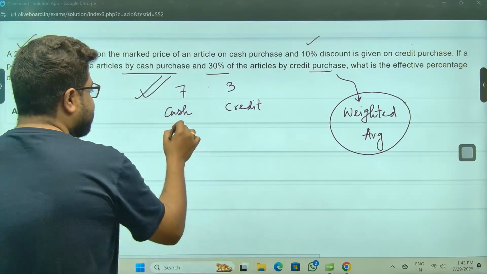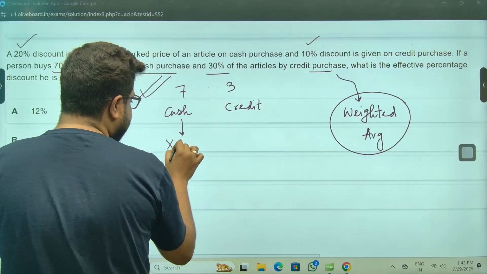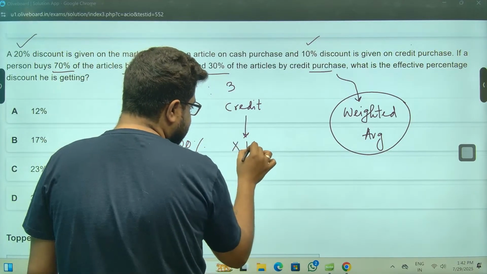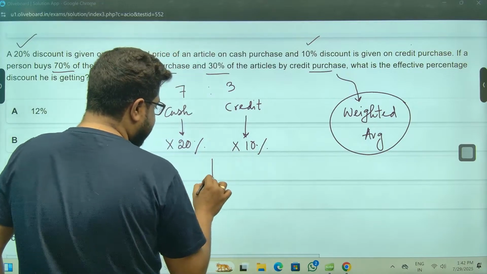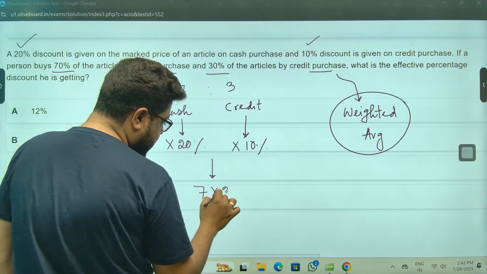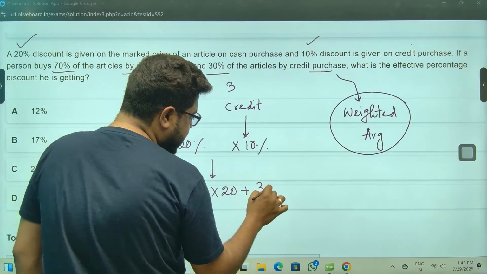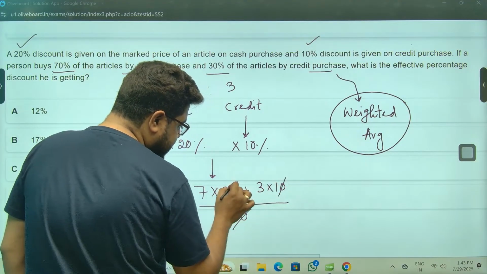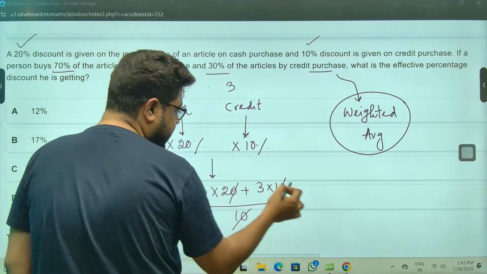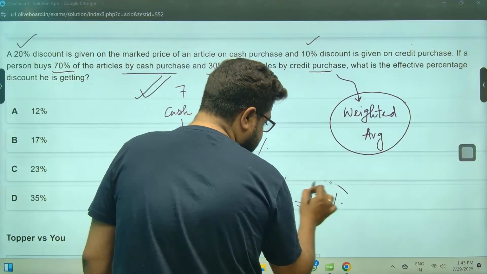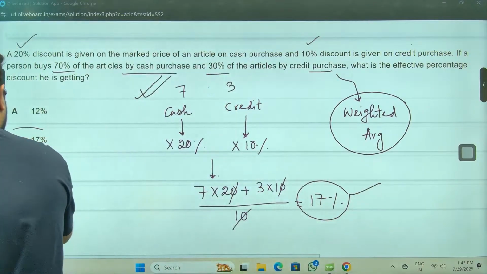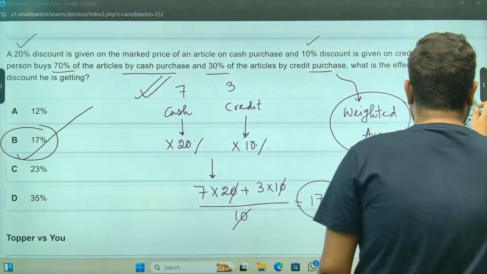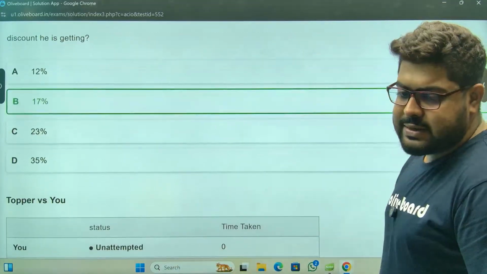Now, cash discount percentage is 20%. In credit, the discount percentage is 10%. So weighted average: 7 into 20 plus 3 into 10, by 7 plus 3, which is 10. 10 means this is gone, this is gone. 14 plus 3, 17%. That's your answer. Option number B, 17% is the correct answer, sir.